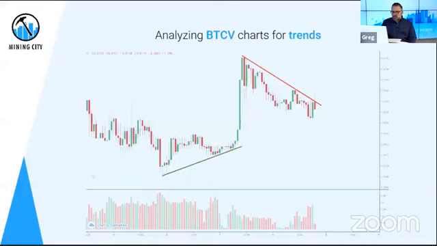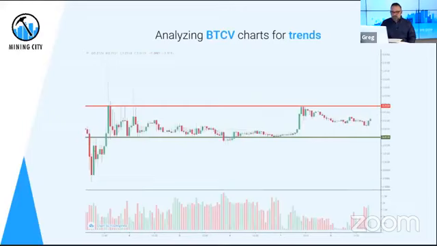We can see that by connecting the lows, there is an upward trend right over here. You can see it here as the price of BTCV rises. Similarly, by connecting the heights, we can see a downward trend as the price of BTCV drops. I hope now that you understand what the trends are. And if you have any more questions about the trends, please leave them in the Q&A box and I will try to answer them as soon as I can.